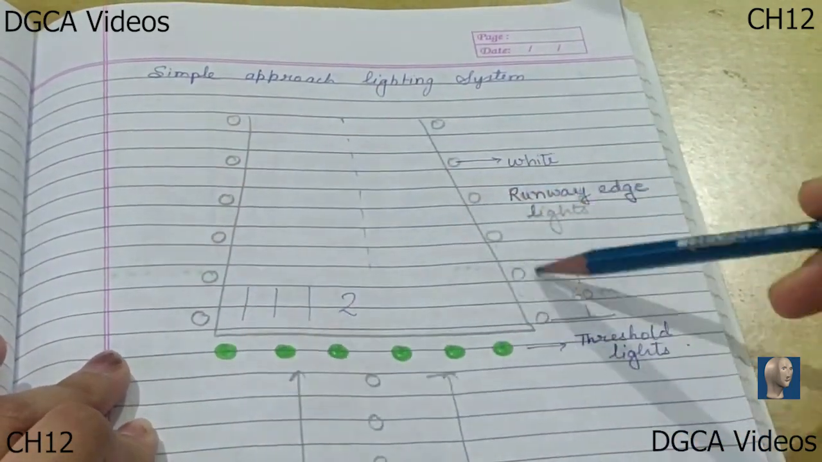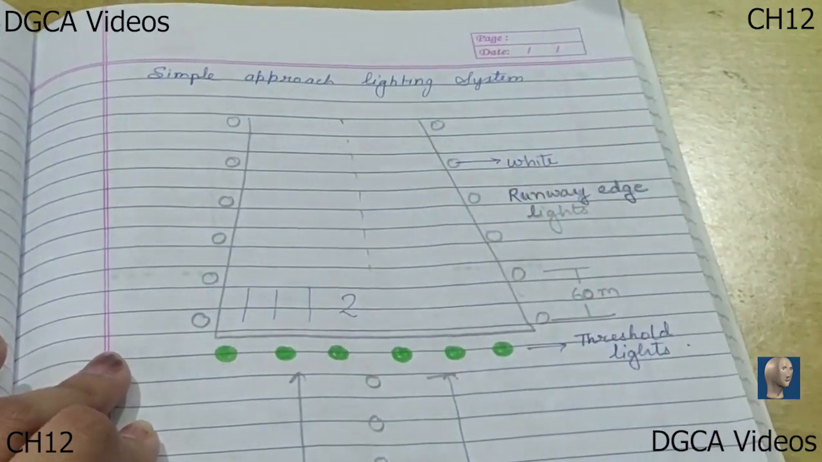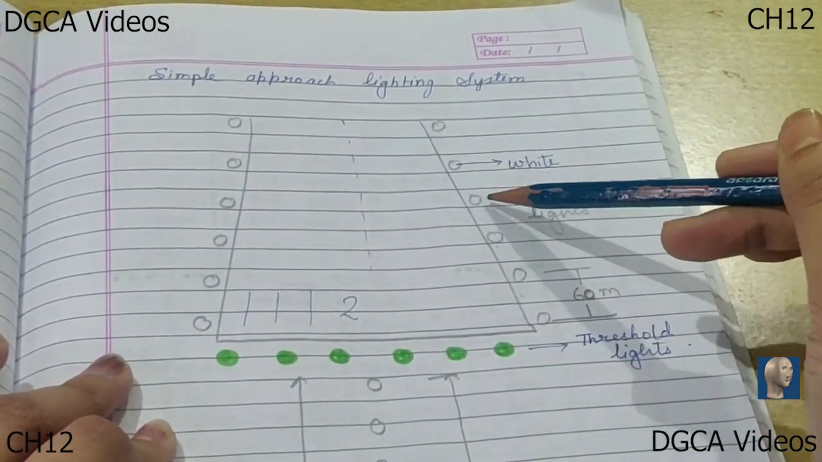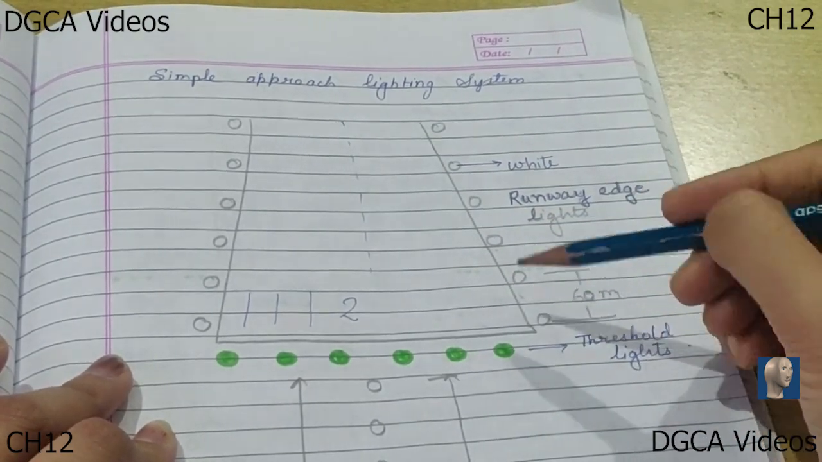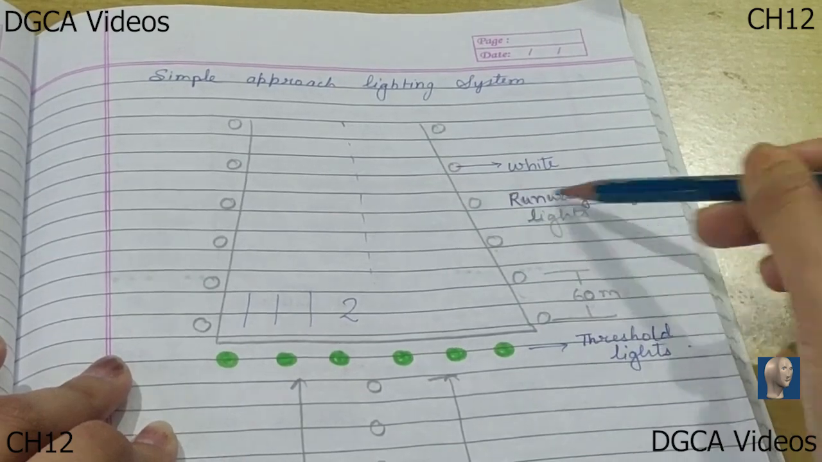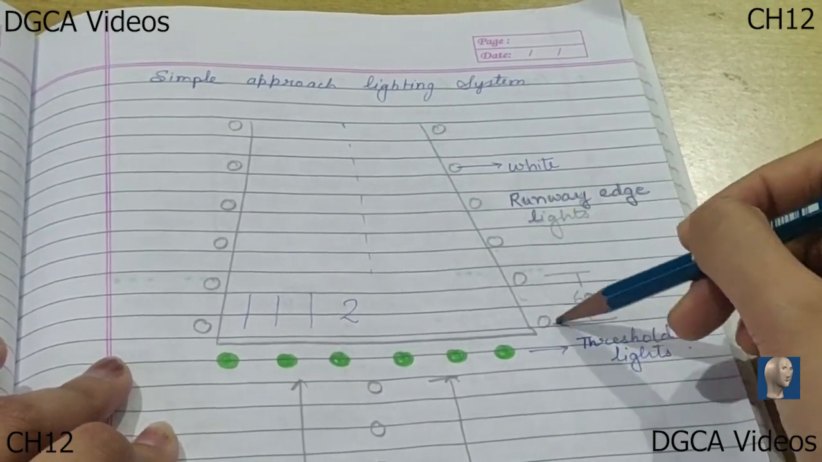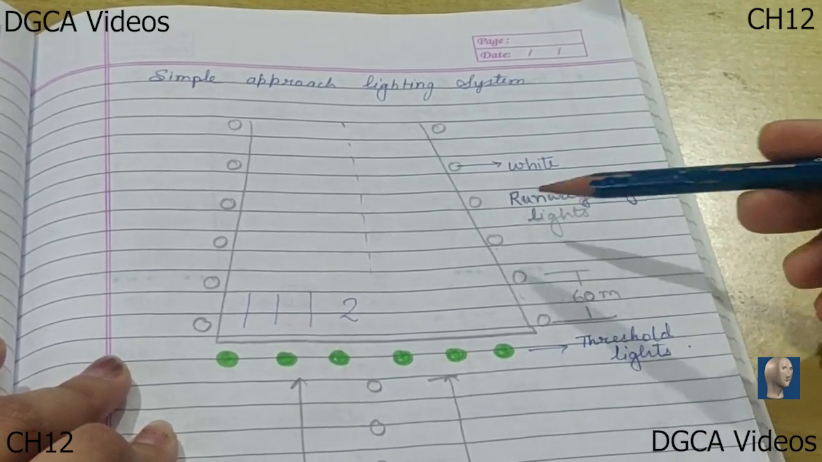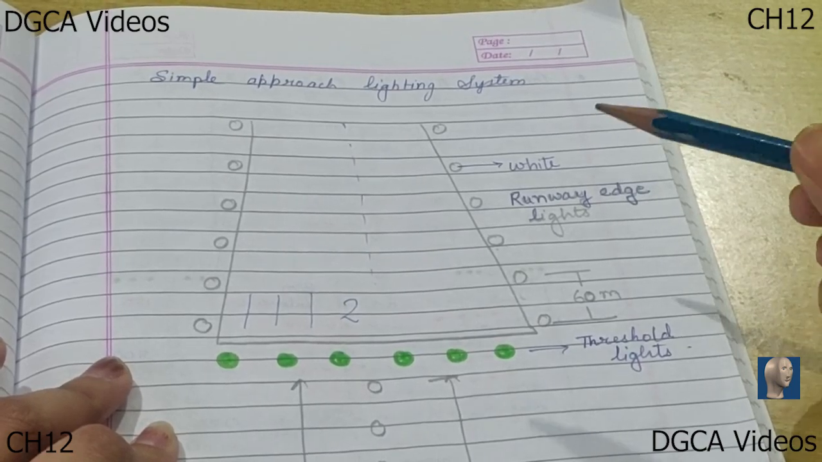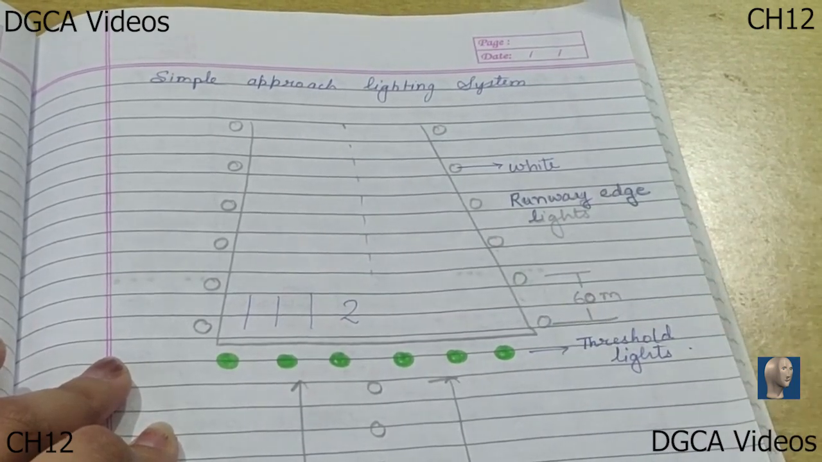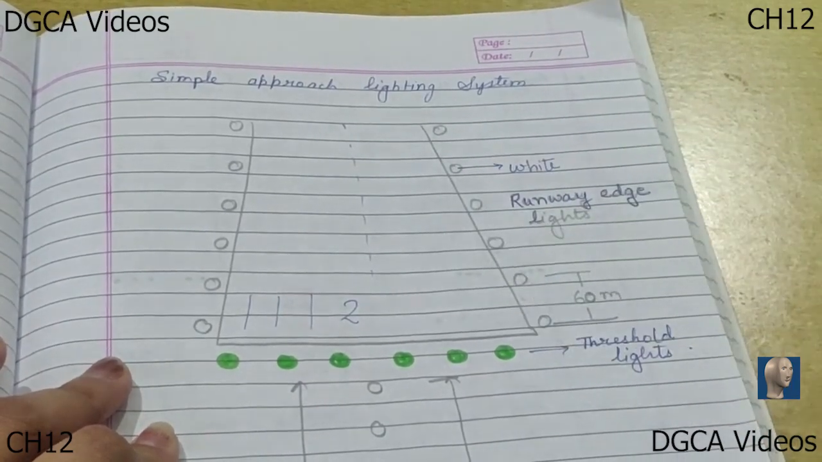So assume that this is a runway and you're seeing it from one direction. You are seeing the half part of the runway. These are the white lights, the ones I have made with the pencil and no color. And these are the runway edge lights. The distance between them is 60 meters. You have to remember all these things because this is asked in the question paper. These are at the edge of the runway, so they are called the runway edge lights.